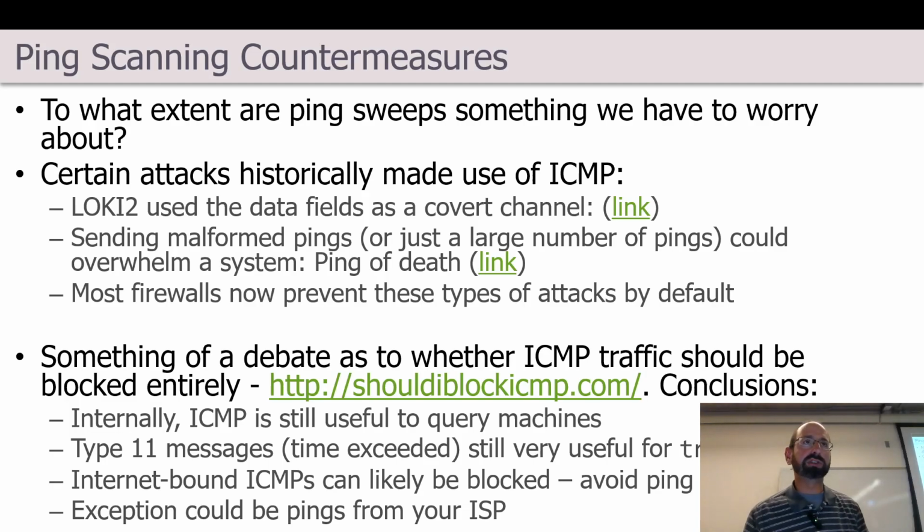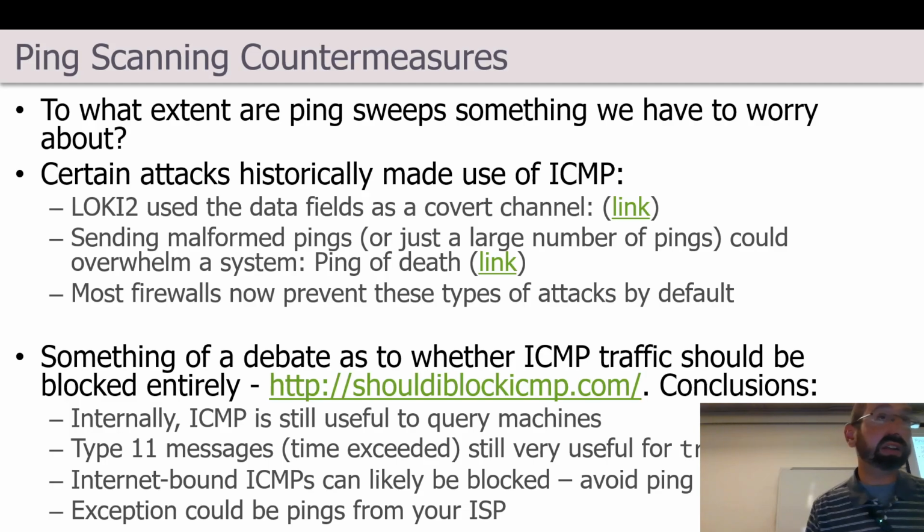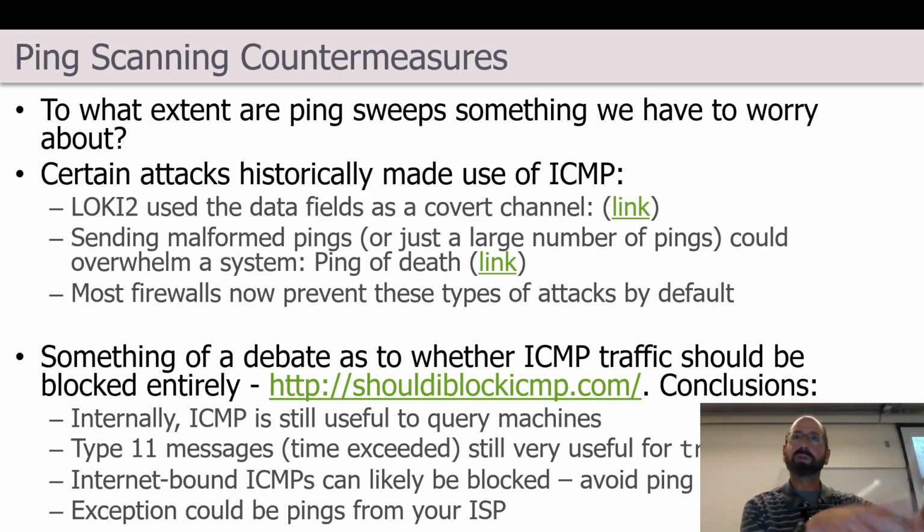Similarly, it turns out all sorts of systems weren't especially robust to malformed pings. Either a very large number of them, essentially maliciously created, or very large individual pings. They're a little different, but both are referred to as ping of death, where historically you could take down systems just by overwhelming their ping handling subsystem of the rest of their network infrastructure. And by default, I think most firewalls now prevent those types of attacks. So I'd say it's not necessarily a closed issue whether or not one should block ping traffic.